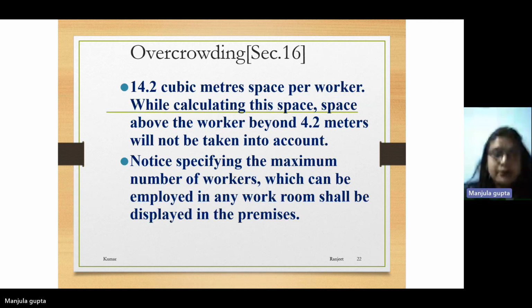Then next is overcrowding under section 16. 14.2 cubic meters space per worker. While calculating this space, height above 4.2 meters from the floor will not be taken into account. A notice specifying the maximum number of workers which can be employed in any workroom shall be displayed in the premises.